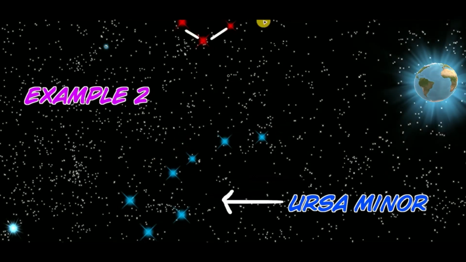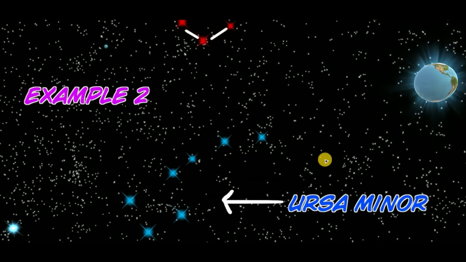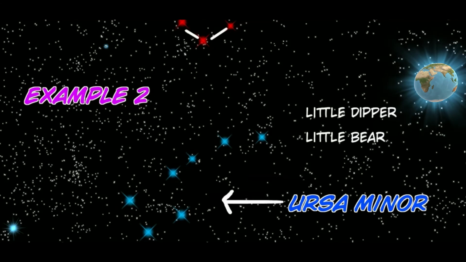So now let's talk about the other names given to this constellation. Okay, so the other names for this constellation are the Little Dipper and Little Bear. So these are the other names for the constellation.